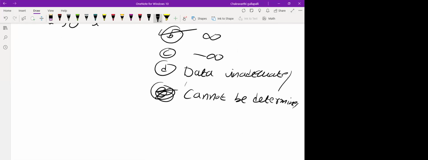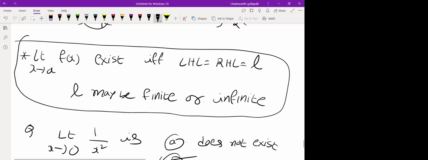This is the one. So infinity. Some students may think it does not exist because this clarity is not there in the textbook. So remember, LHL and RHL must be unique. Limit, if it exists, must be unique.